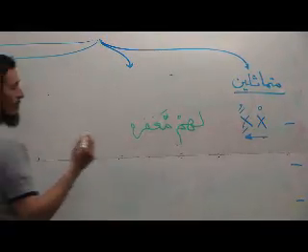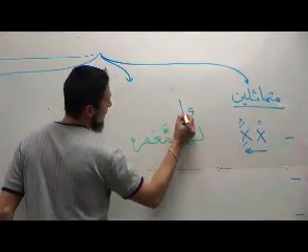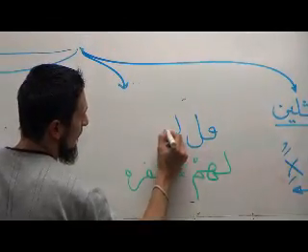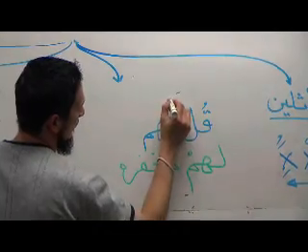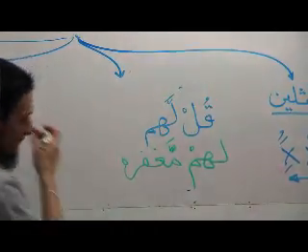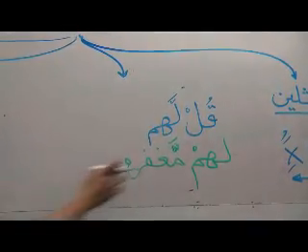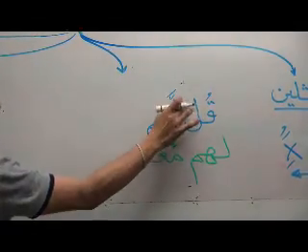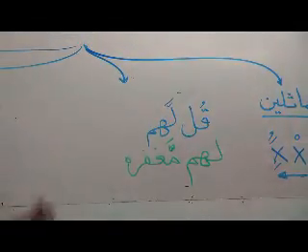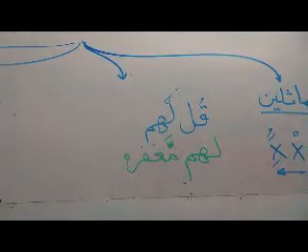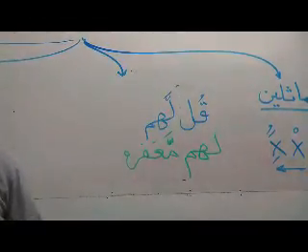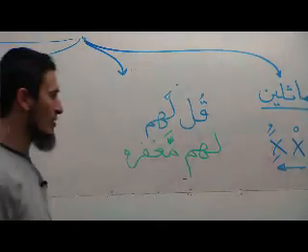Qul lahum. The clue in Mus'haf al-Madinah is that you're not going to find the sukoon on the first letter. That means it's always going to be merged. Anytime in Mus'haf al-Madinah, if you don't find a tashkil, a movement on top of the letter, that means this letter is going to be dropped.